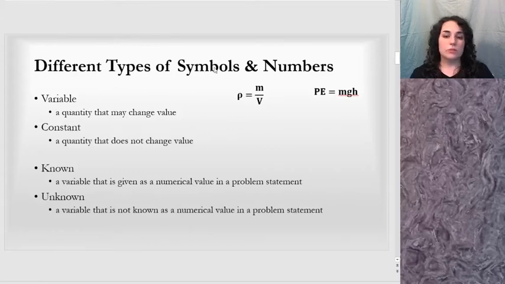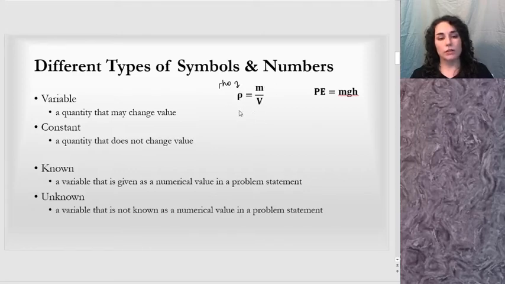There's different types of symbols and numbers. Just to remind you, in problem solving, in equations, there's variables and constants. A variable is a quantity that may change value, as opposed to a constant, which is a quantity that does not change value. So I had a couple of examples up here. This equation on the left, this formula here, deals with rho. This is Greek letter rho, which means the density equals mass over volume.